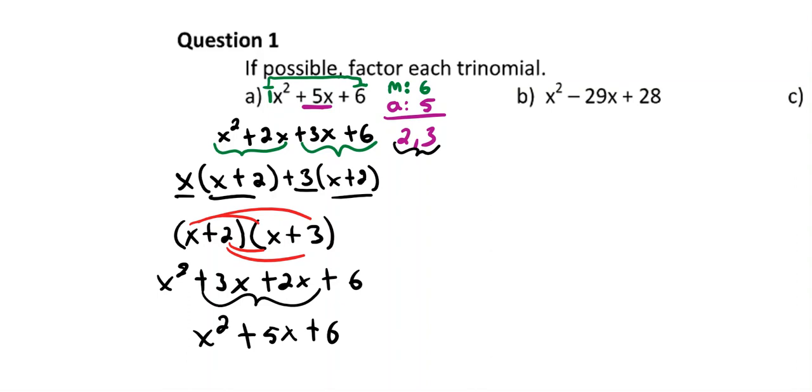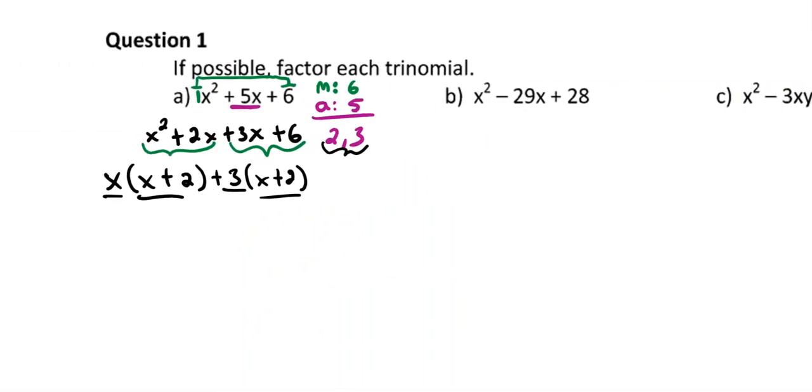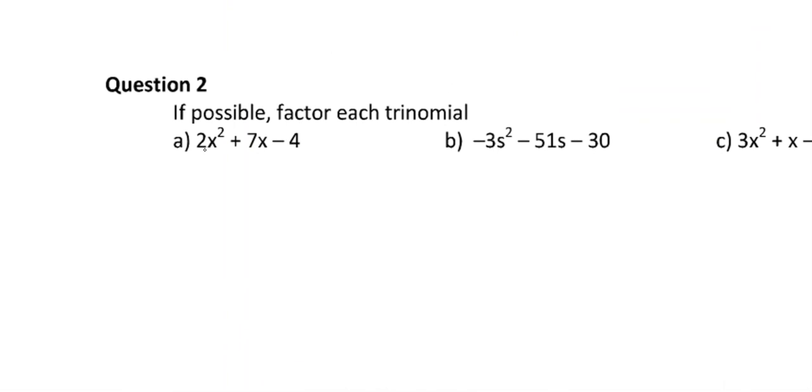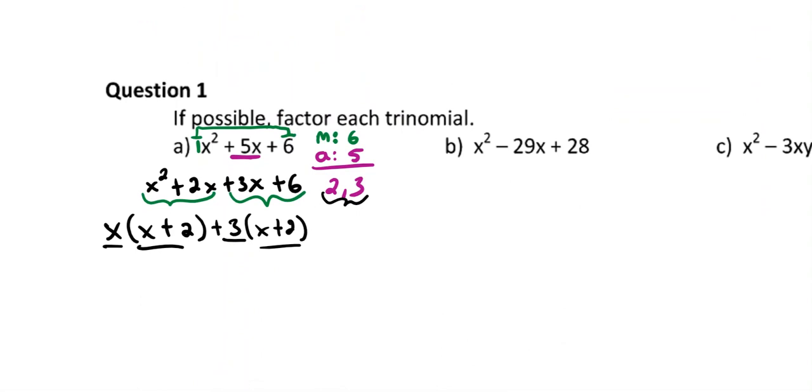Okay, now that I've done all that, tell you what, I'm going to show you guys an easier way to do that. The reason why I'm doing it this way in general is because if we want to factor things with a number out front, like this 2x squared, like these ones, we have to do it this way. That's the way we have to do it.